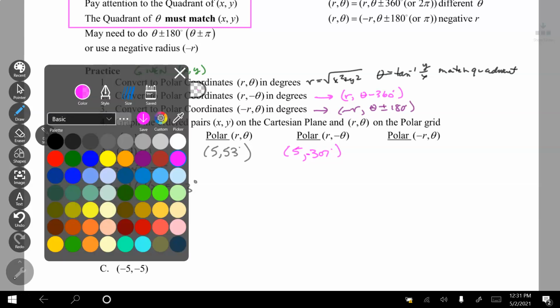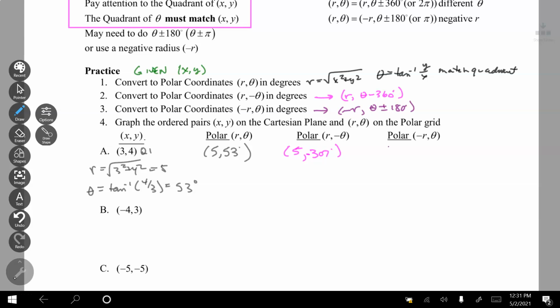And then the last one, I'm going to make it a negative r, so it's going to be negative 5. I could either add or subtract 180 degrees from the original 53, so I'm going to add, 213, because I decided to have a positive r, but you could have subtracted. It wouldn't have made a difference.